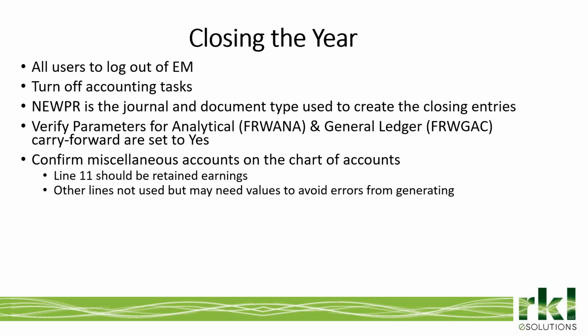The other thing that you want to do is make sure that on your chart of accounts, you also check out your miscellaneous accounts tab. Again, this probably applies more to people closing the year for the first time. Make sure that your line 11 is your retained earnings account. In addition to that, make sure that all your other lines have values in them, or you may run into errors that will be generated, even if they're accounts that aren't used, just because EM is going to look for those to be filled in. So just heads up on that. And again, if you run into errors, that's certainly something that we can help you guys with.